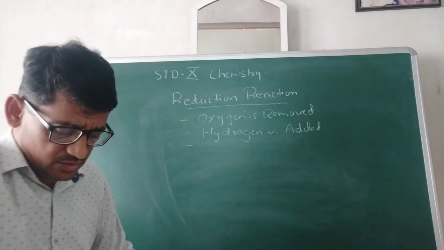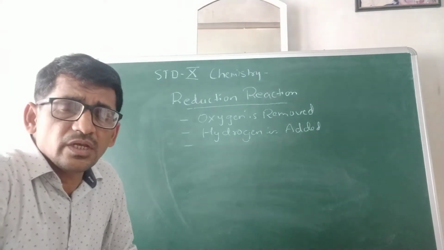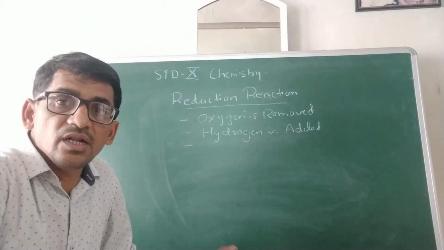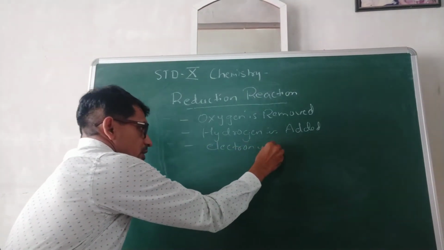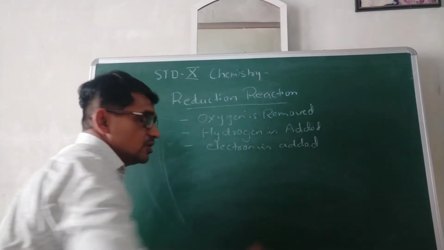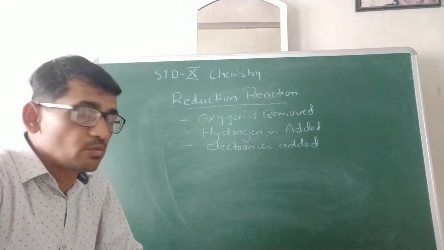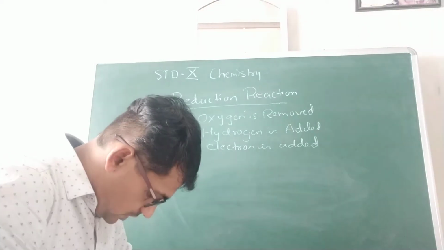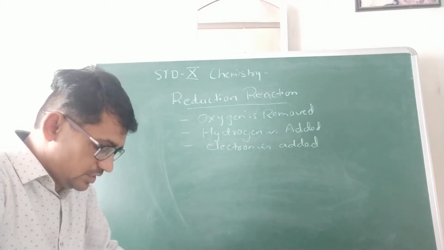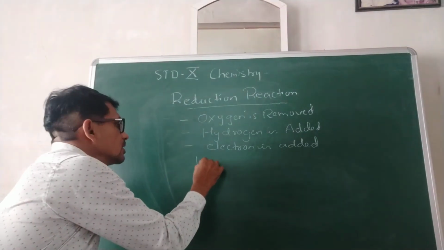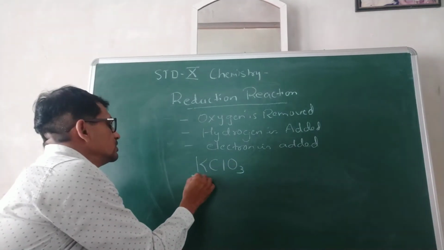Third definition, which is very important, in terms of electron. Again I revise: in oxidation, electron is removed, so here electron is added. If electron is added, the charge will reduce, or the compound which is formed is in reduced form. That's why it is known as reduction reaction. We take a few examples in this reduction reaction. First example is KClO3, potassium chlorate.